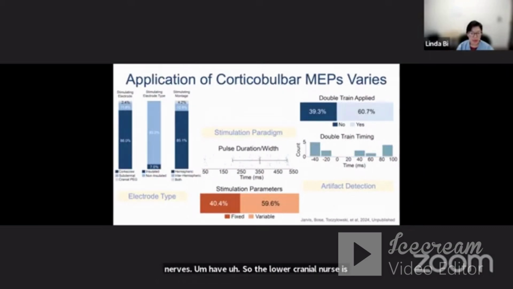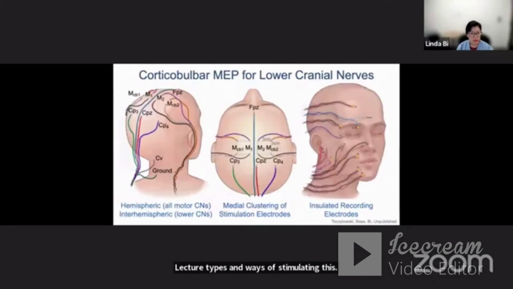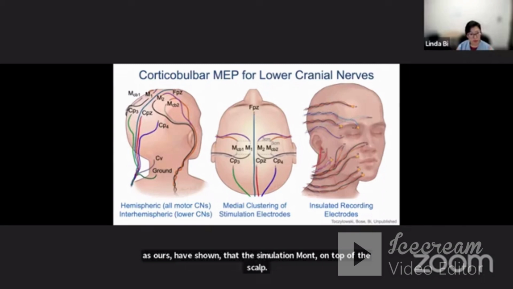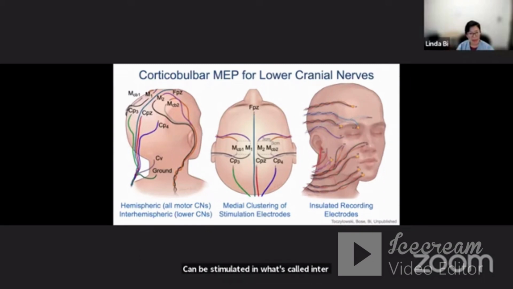But in essence, to summarize some of the lessons learned, although there are many different stimulation paradigms, electrode types, and ways of stimulating, most of the experience, as well as ours, has shown that the stimulation montage on top of the scalp can be interhemispheric, meaning the anode is on one side and the cathode is on the other side of the hemisphere. That works well for lower cranial nerve corticobulbar motor potentials. It does not work as well for facial nerve corticobulbar motor potentials, versus hemispheric stimulation, where the anode and the cathode are both placed on the same side of the head, which works well as a scalp electrode montage for all motor cranial nerves.